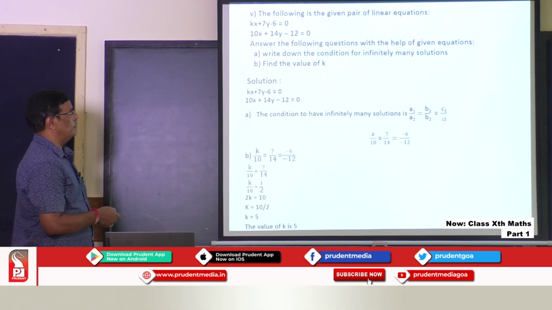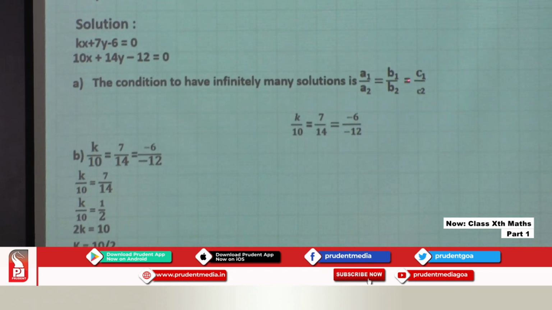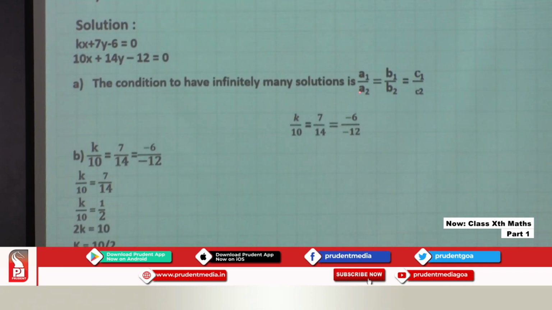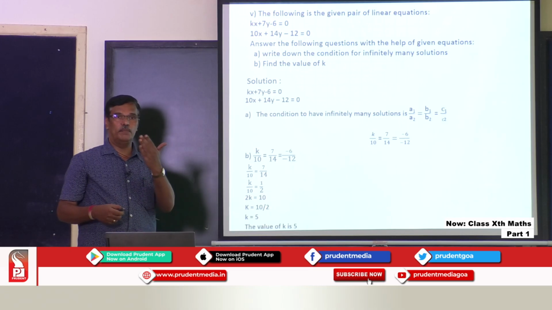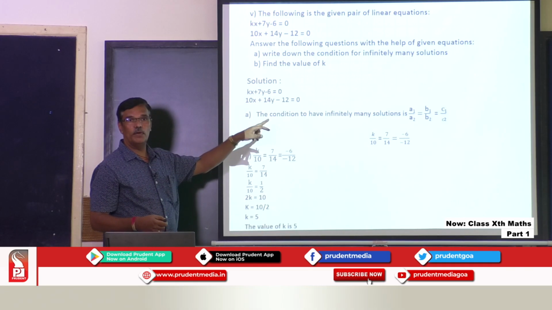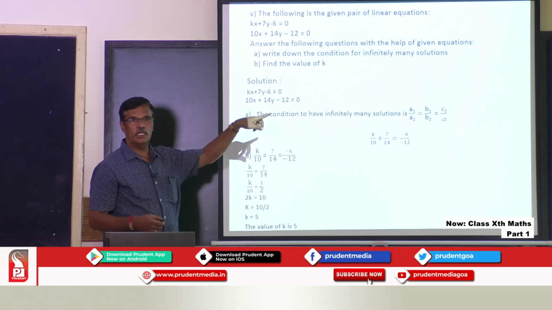The condition to have infinitely many solutions is a1 upon a2 is equal to b1 upon b2 is equal to c1 upon c2. Now what are the values of a1 and a2? I repeat, my dear student, a1 upon a2 is the coefficient of x, b1 and b2 are coefficients of y, and c1 and c2 are constant terms.